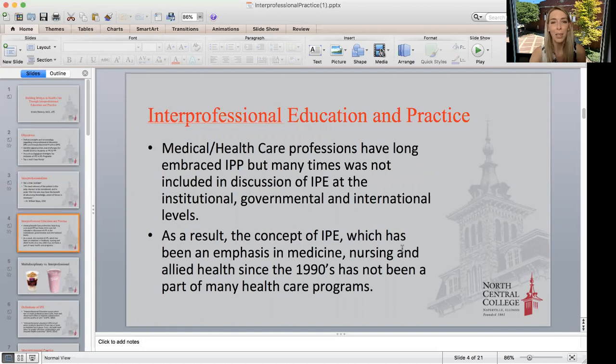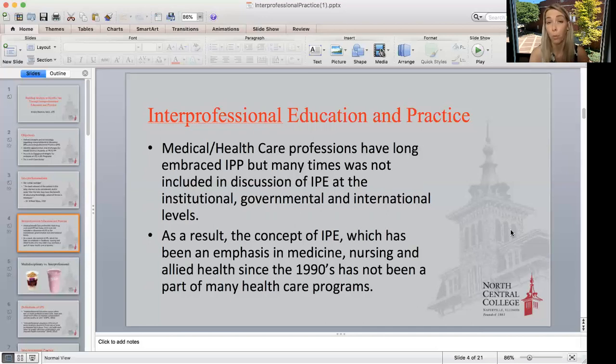Interprofessional education and practice. Medical and healthcare professionals have long embraced this, but it was not included in institutional. Institutional means schools, government, or international levels. So what this means is a lot of times until recently, you would learn about how to be a physician assistant, how to be a doctor, how to be a social worker within a school program. But you only learn of it in what we call silos. You're only learning about that specific program, and you're kind of ignorant to other professions being out there.